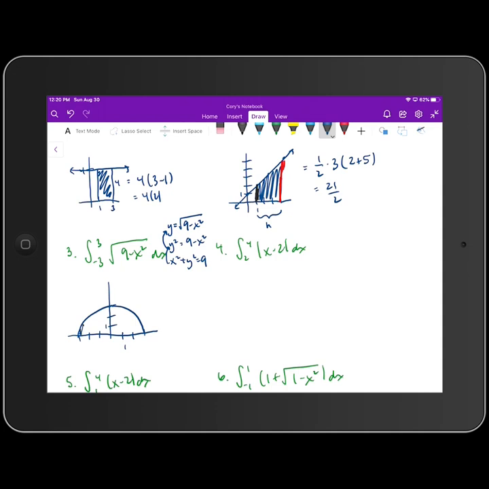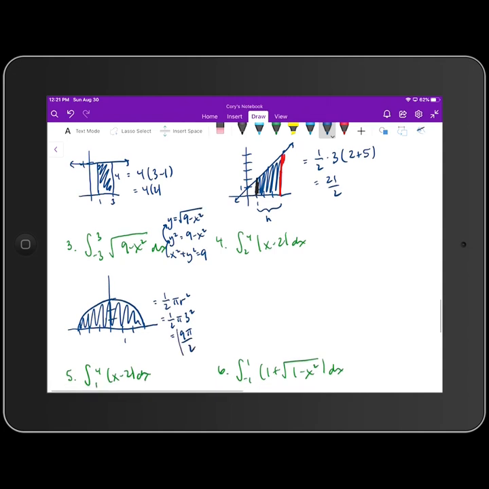Okay, so if we want to compute the area enclosed by that semicircle and the x-axis, the area is going to be 1/2 the area of the circle, which is 1/2 pi r squared. The radius is 3, so that's 1/2 pi times 3 squared, which becomes 9 pi over 2 for that area. Okay, so again, we're just using area of geometric shapes to compute the value of our definite integral.